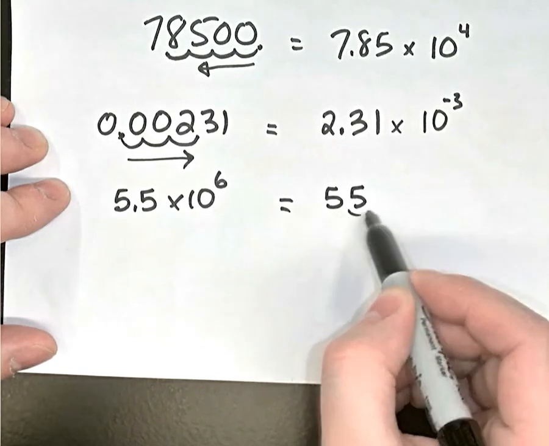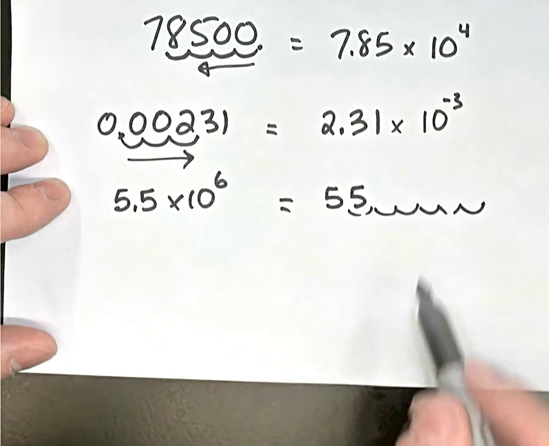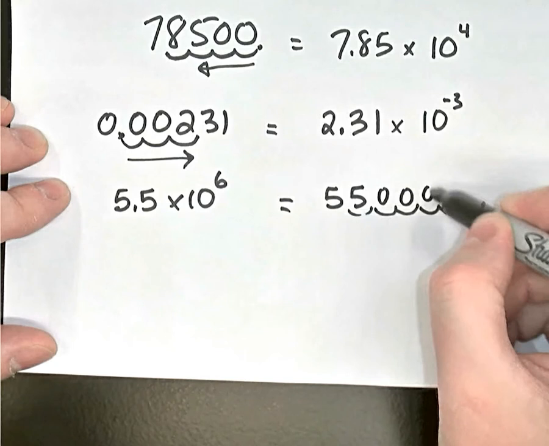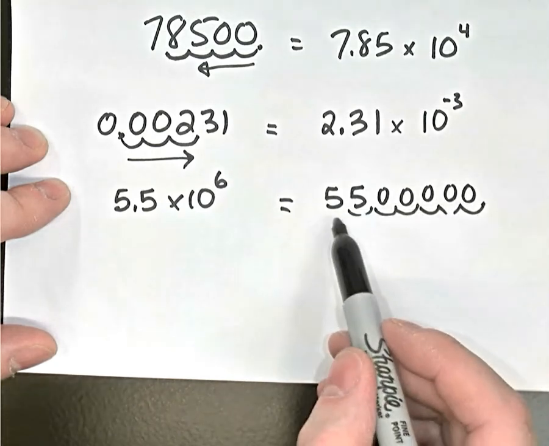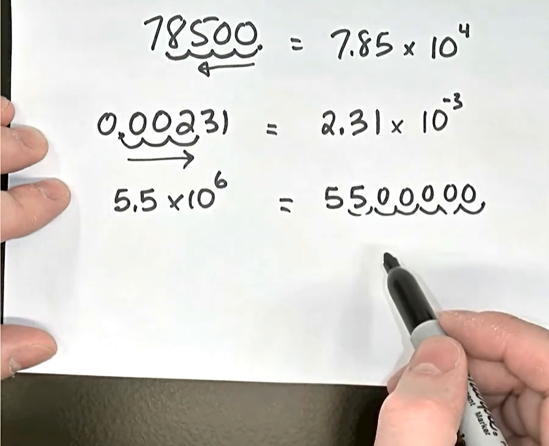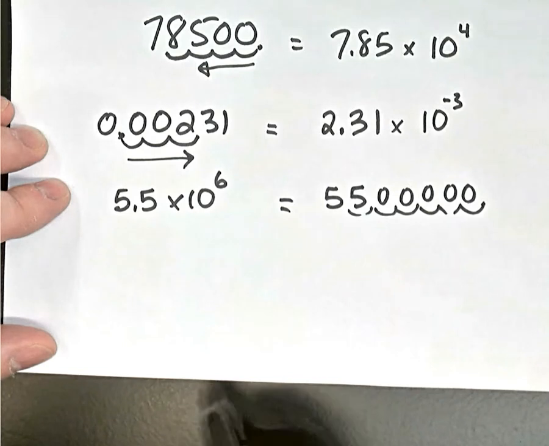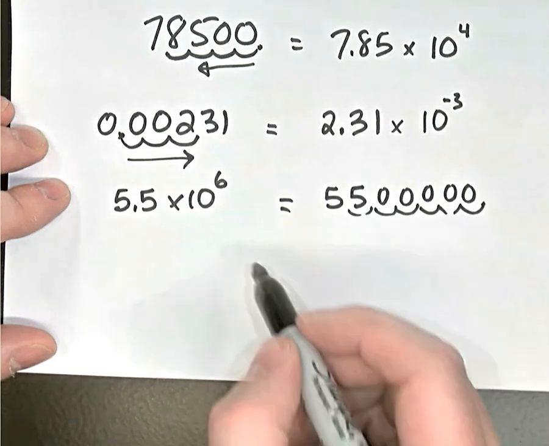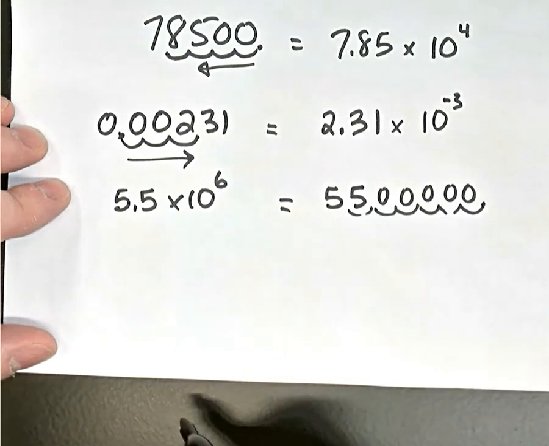1, 2, 3, 4, 5, 6 places. Now I'll put zeros in. There we go. The number ends up being 5,500,000. Now you don't need to put these little curly signs underneath. You can eventually just add the zeros without doing this scribbling underneath.